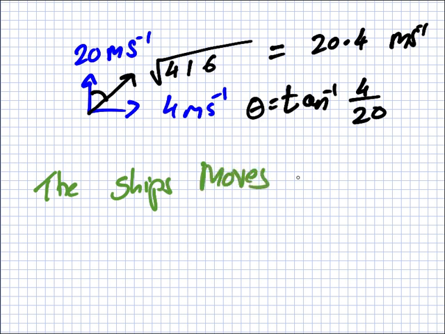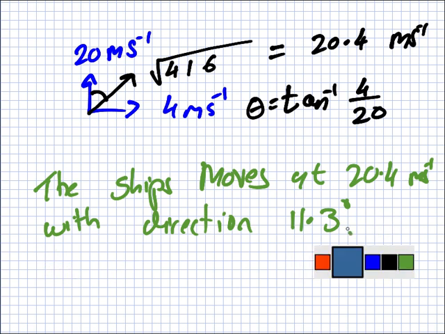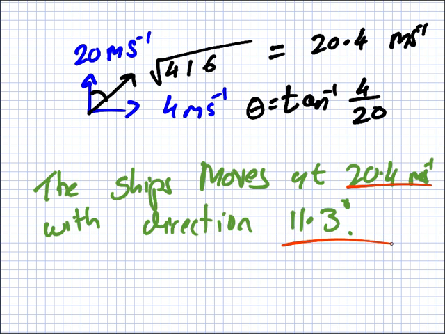So the ship moves at 20.4 meters per second with direction, what do you say, Khalifa? 11.3 degrees to the north. They only care that they see this and this.